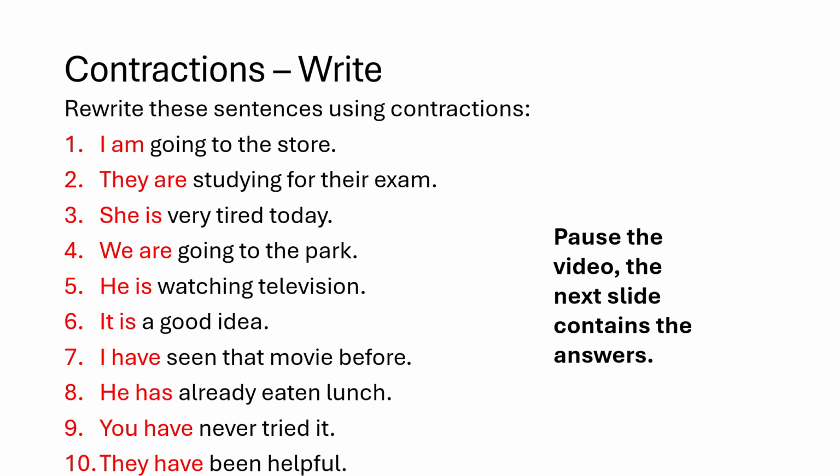Rewrite these sentences using contractions. 1. I am going to the store. 2. They are studying for their exam. 3. She is very tired today. 4. We are going to the park. 5. He is watching television. 6. It is a good idea. 7. I have seen that movie before.